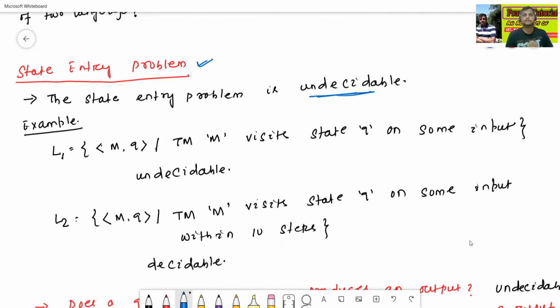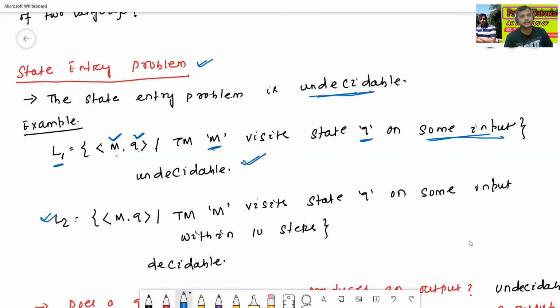Some examples of the state entry problem are here. Language L1 equals MQ, where M means a Turing machine and Q means the state: Turing machine M visits the state Q on some inputs. Because we don't know on which input the Turing machine M will visit the state Q, this problem is undecidable.